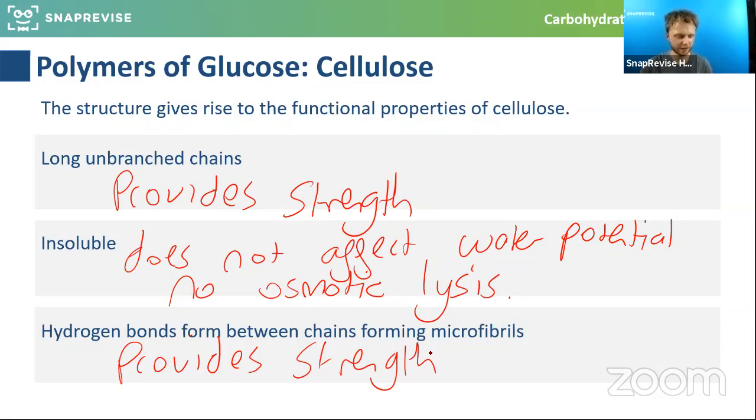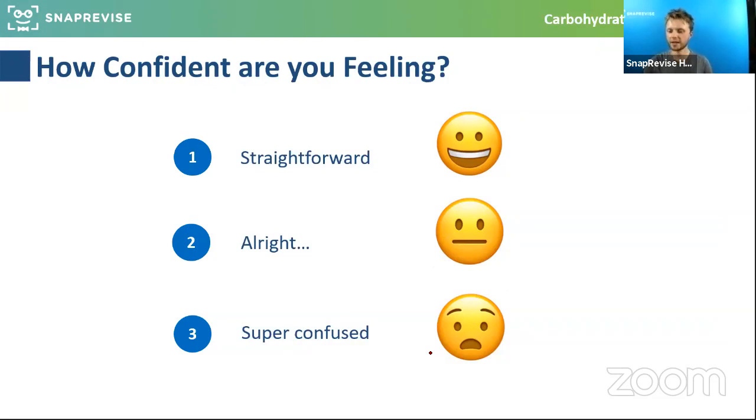So for the final time today, and I'm going to need to stop quite soon because I'm going way over, let's see how confident you guys are feeling with this. 1 for straightforward, 2 for all right, 3 for super confused. I'll try and answer some questions. So let's have a look.